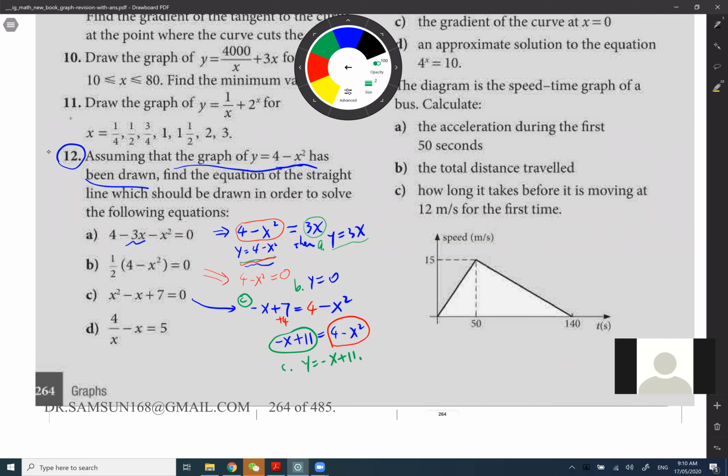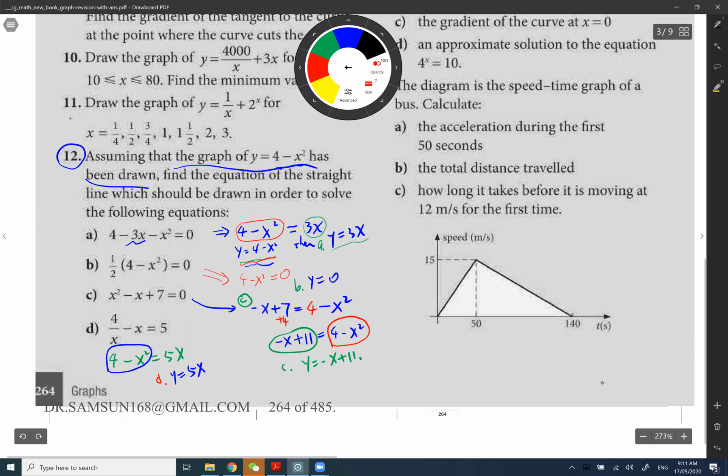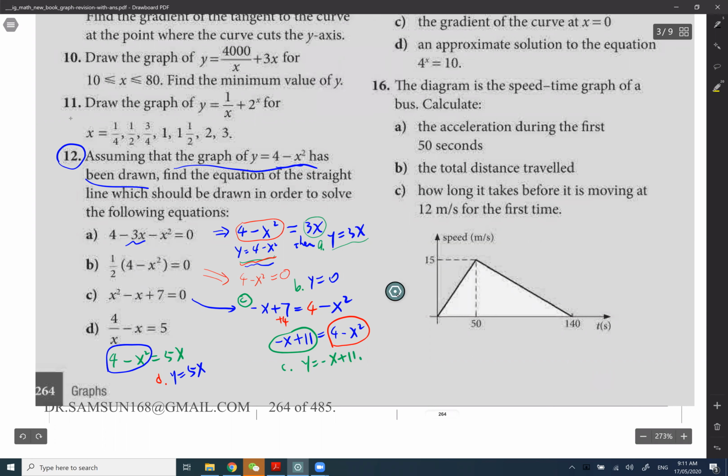D. So anyway, we are doing a kind of algebra. D, if you times by x on both sides, you get 4 minus x squared equals 5x. This side graph is given. So the other side is y equals 5x. That would be the answer for D. This is the idea of how to use a graph to solve equations.